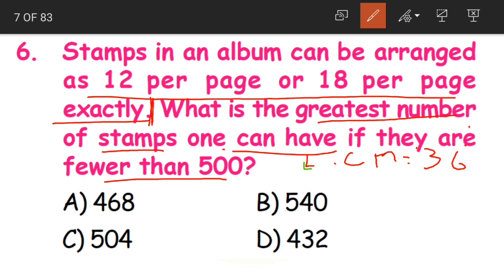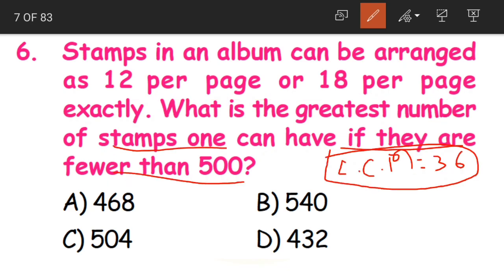Okay, now we have to arrange this in terms of 36. Now what does that mean? That means that the stamps have to be arranged in multiples of 36. Yes, in multiples of 36 here. Now what is a multiple of 36, children? A number when divided by 36 will give us 0 as our remainder. Now what are they saying? That number should be less than our 500.